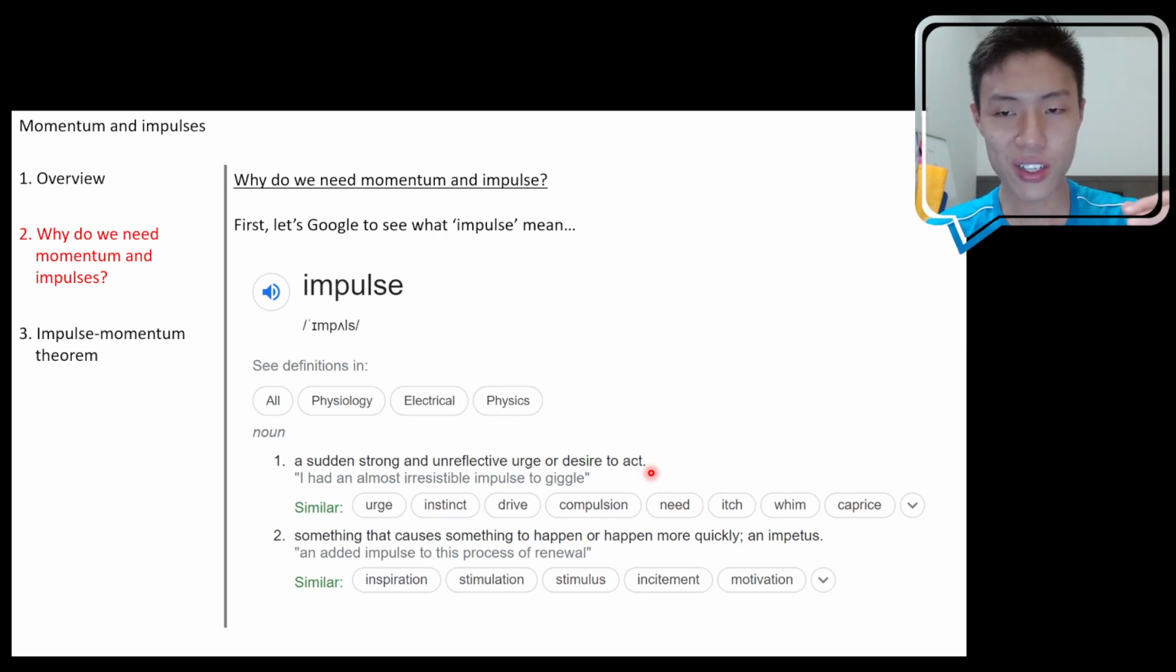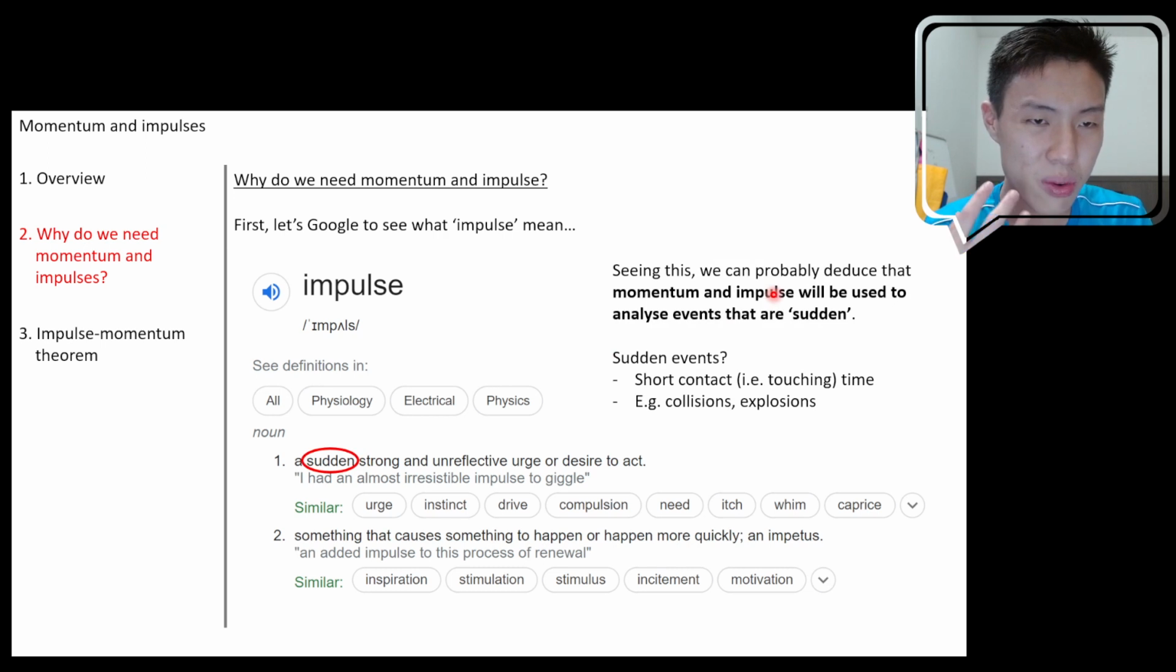Okay, so what I want to highlight here is that when you think of impulse, you should think of the word sudden. So we use the word impulse because we can probably deduce that momentum and impulse will be used to analyze events that are sudden. Okay, that's why they use the word impulse.